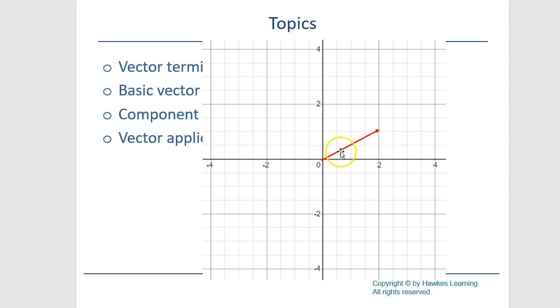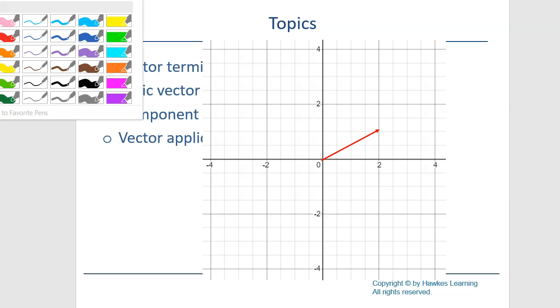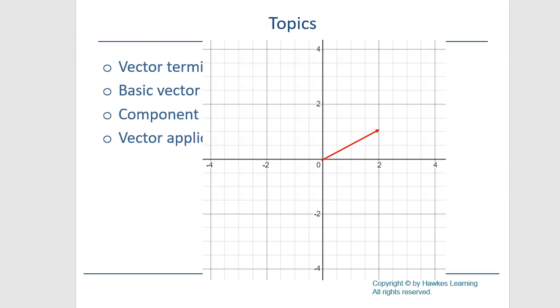Alright, so what is the vector called? How would we describe this vector? This is a vector that from its starting point to its ending point, points 2 units to the right and 1 unit up. Now, how do we write that? How can we describe that vector? What's a way that we can notate it?